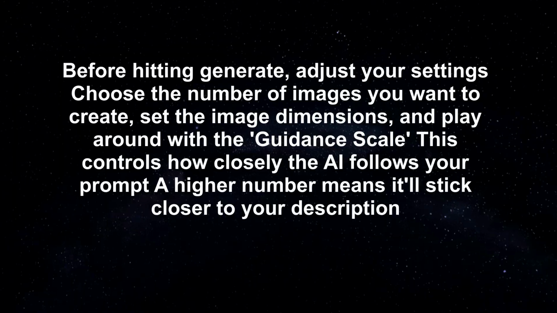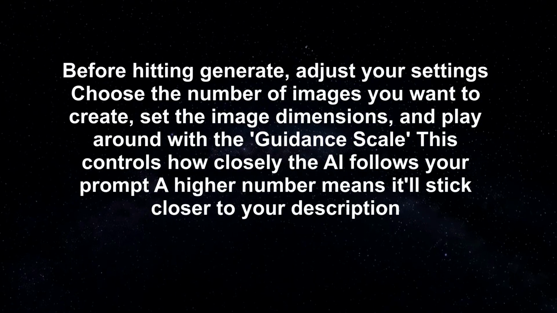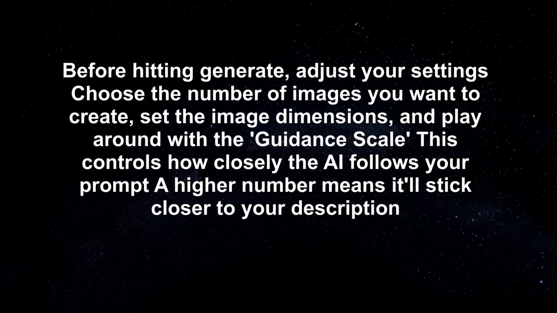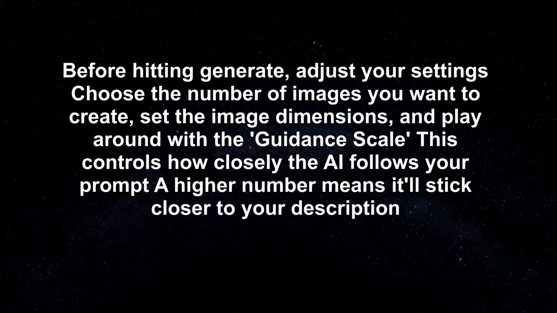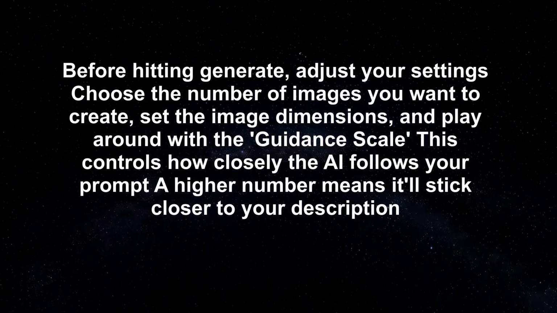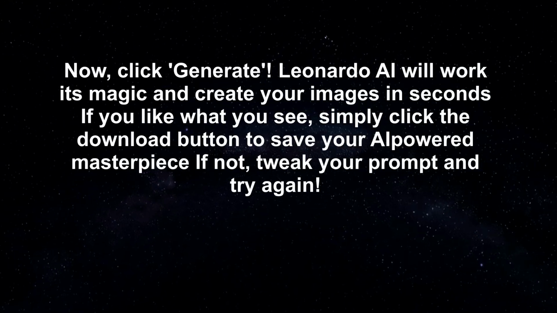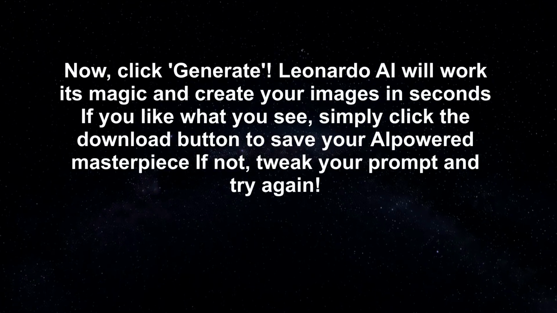Before hitting generate, adjust your settings. Choose the number of images you want to create, set the image dimensions, and play around with the guidance scale. This controls how closely the AI follows your prompt. A higher number means it'll stick closer to your description. Now click Generate. Leonardo AI will work its magic and create your images in seconds.